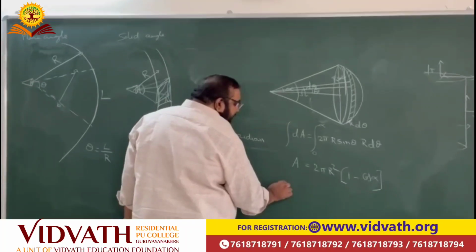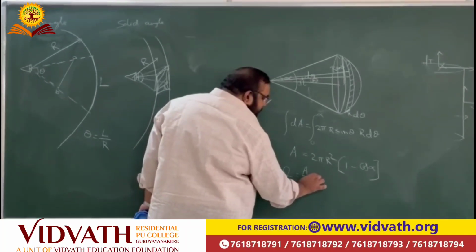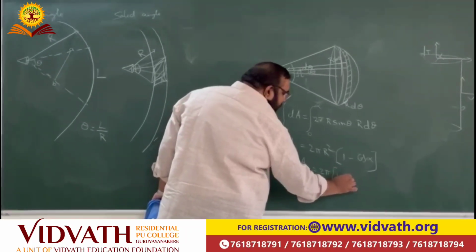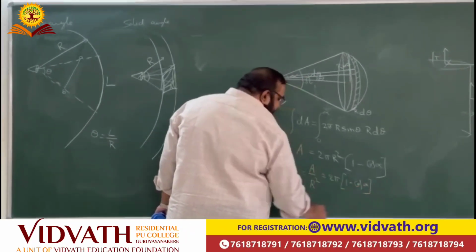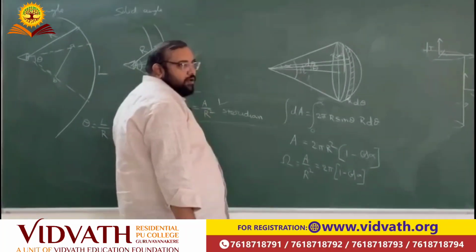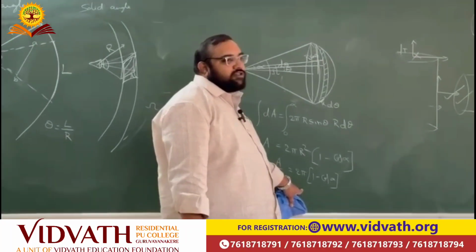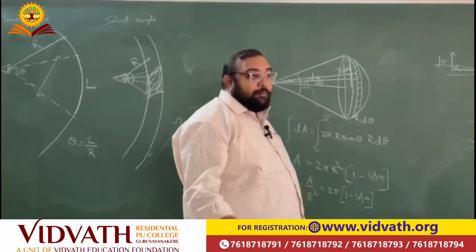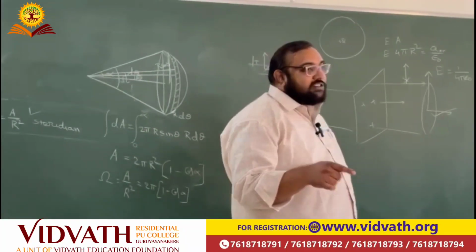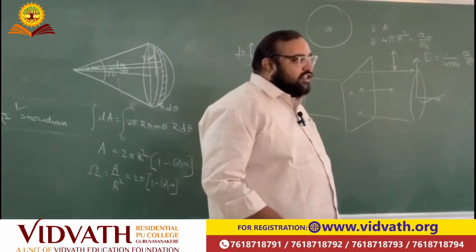Now, the solid angle made by it is that area divided by r square. R square gets cancelled: 2 pi into (1 minus cos alpha). This is the relation between solid angle and cone angle. Okay. For the last 3-4 years, many times you have been asked questions in the advanced exam based on flux-related concepts with respect to solid angle. What is the relation between these two?